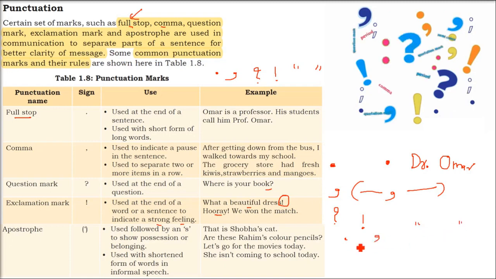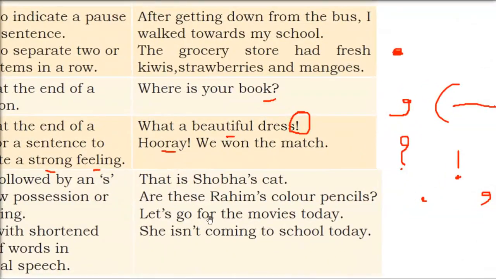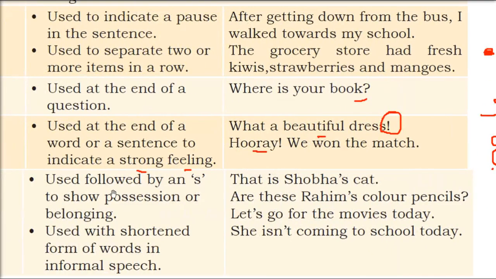Next is the apostrophe. Single also, double also it comes. This single apostrophe is used followed by an S, if something is in possession or belonging to someone. That is, it is belonging to some person. How do you say that? I'll take an example: Shobha's cat. So Shobha apostrophe S is indicating that the cat belongs to Shobha. It's talking about possession or belonging.